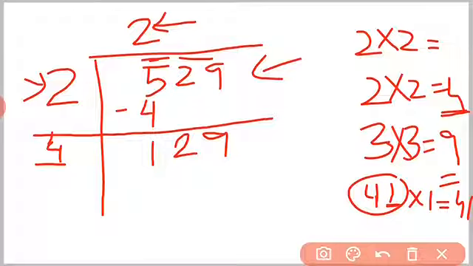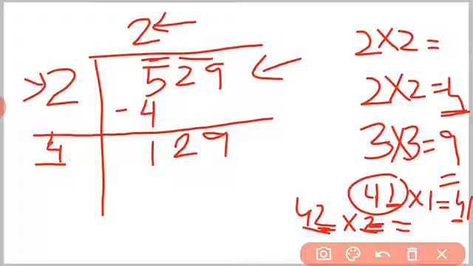So this is smaller than 129 but not close to 129. So let's think of another number, that is 42. Whatever we are taking this side, we should be multiplying with this 2. So 2 will be the new quotient and 42 will be the new divisor.